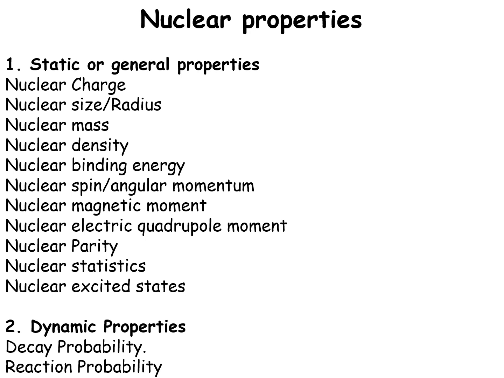Now, let's start with nuclear properties. Nuclear properties have been divided into two main categories: static or general properties, and dynamic properties. In the static properties, we have nuclear charge, then we can measure the size of the nucleus or radius of the nucleus. So this property is called the nuclear size or radius. Then nuclear mass can be measured. Then we have nuclear density, that is nuclear mass upon volume.